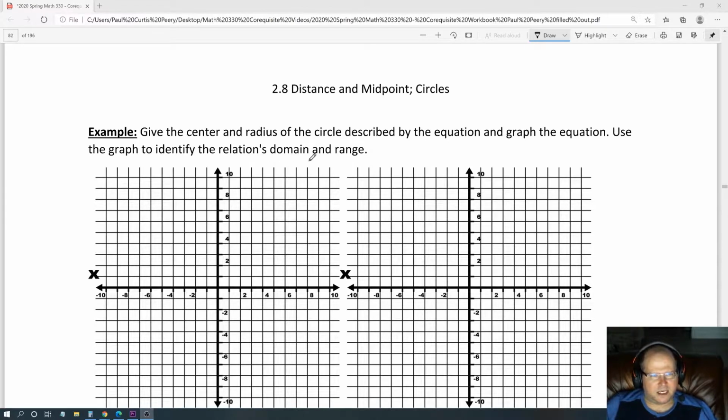Now domain, as we remember, domain are the x values and range are the y values. X's are the left and right values and range are the up and down values. So let's see what kind of equations they're talking about here.